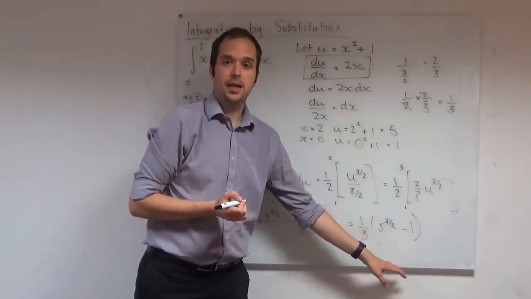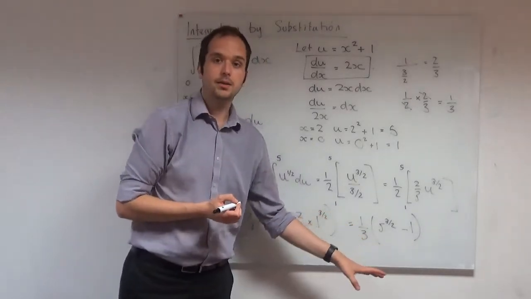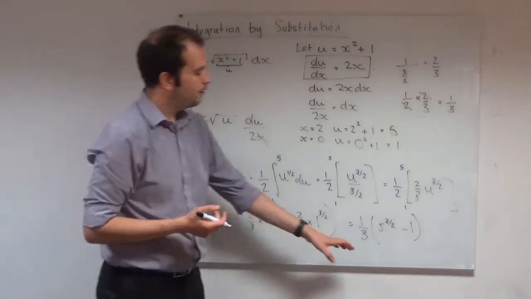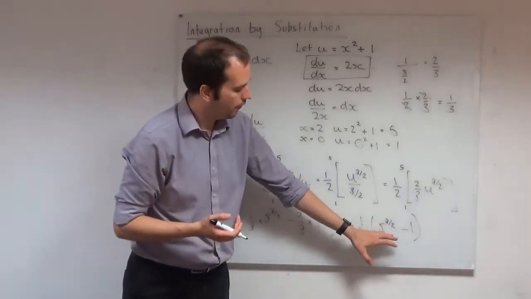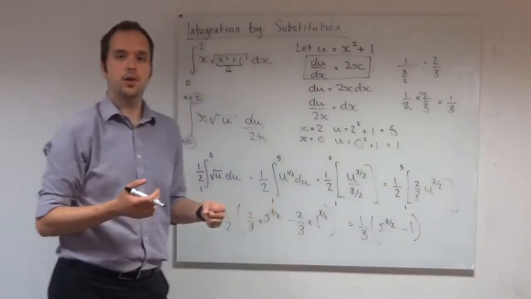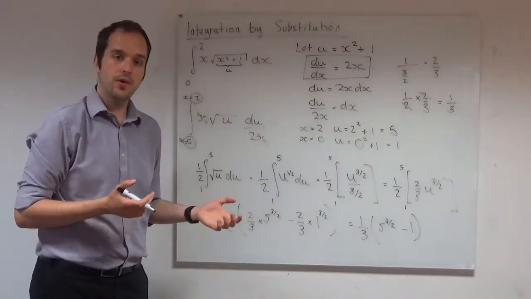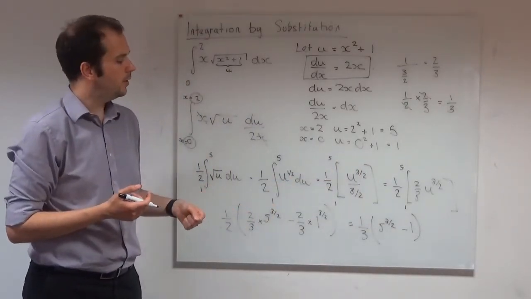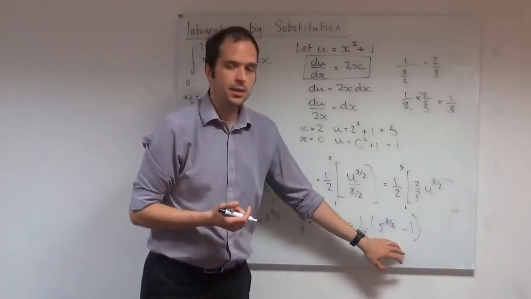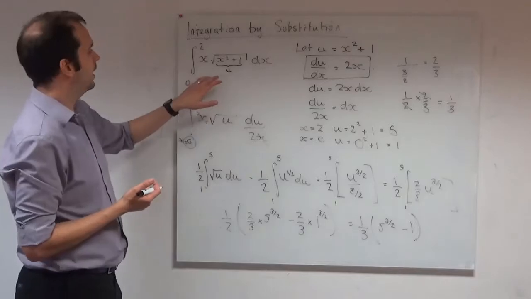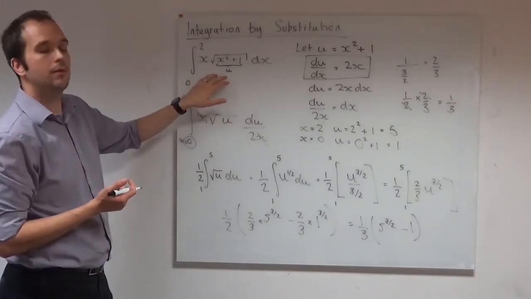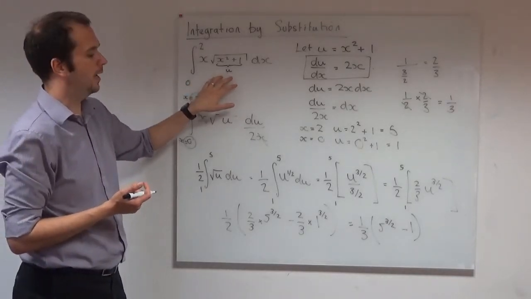I'm going to leave my answer here. This answer is exact. It can't really be written any other way. We could rewrite 5 to the power of 3 over 2 as 5 times root 5 if we wanted to. But I think this answer is fine. So that's it. That's our answer. That is the value of this integral here.